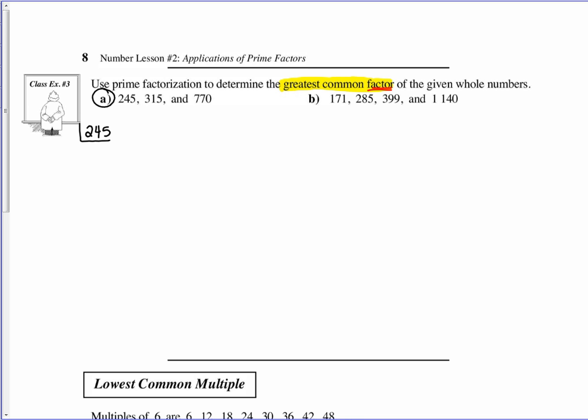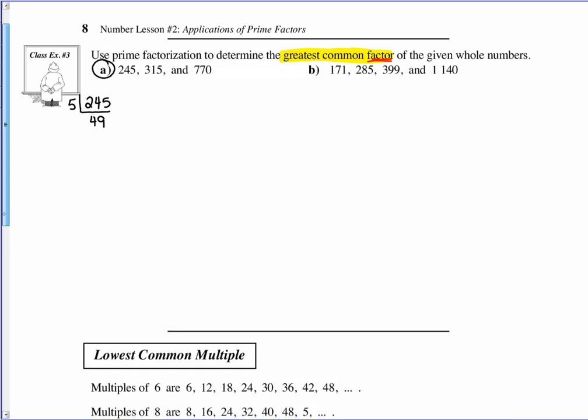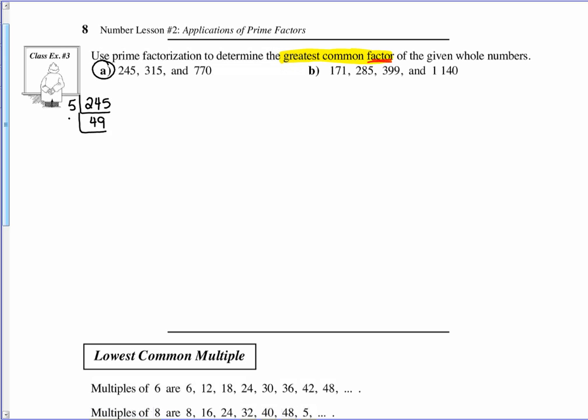So what will go into 245? Let's do this together. 5 times 49. 49 should be simple. Divided by 7 is 7. So 245 is 5 times 7 times 7.